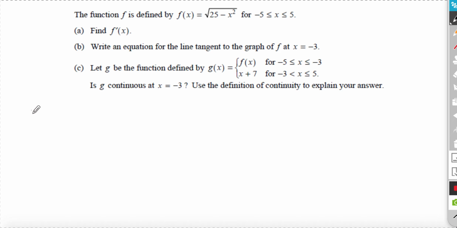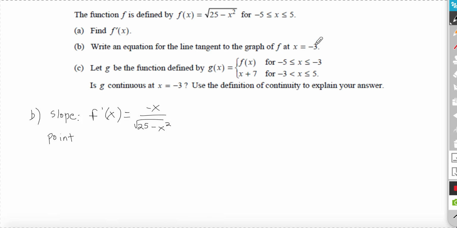Part B says, write an equation for the tangent line. Write the equation for the line tangent to the graph of f at x equals negative 3. Tangent line. Well, for a tangent line, we need two things. We need a slope, and we need our point, right? For our slope, that means we need the derivative. Hey, we just got the derivative, right? We said the derivative was negative x over the square root of 25 minus x squared, right? That's what we said the derivative was.